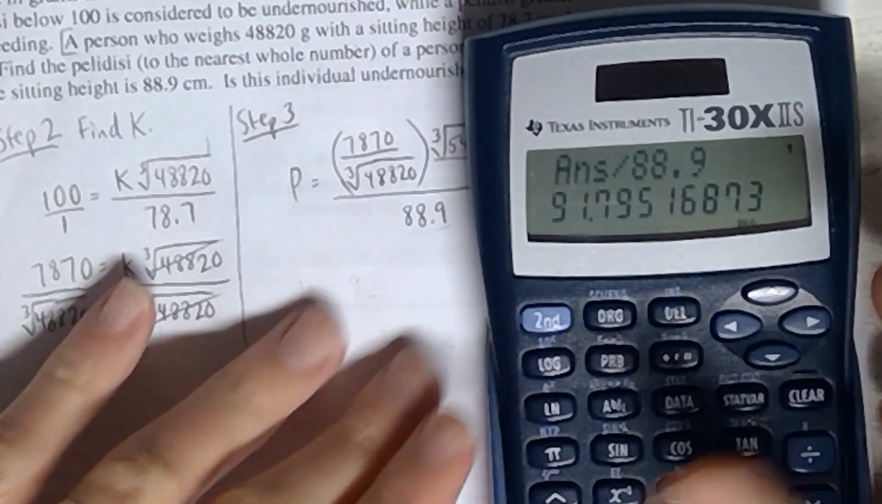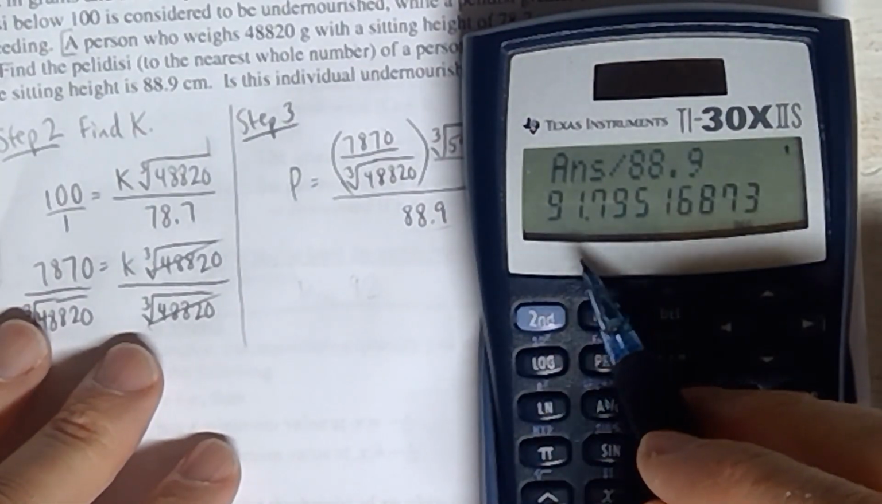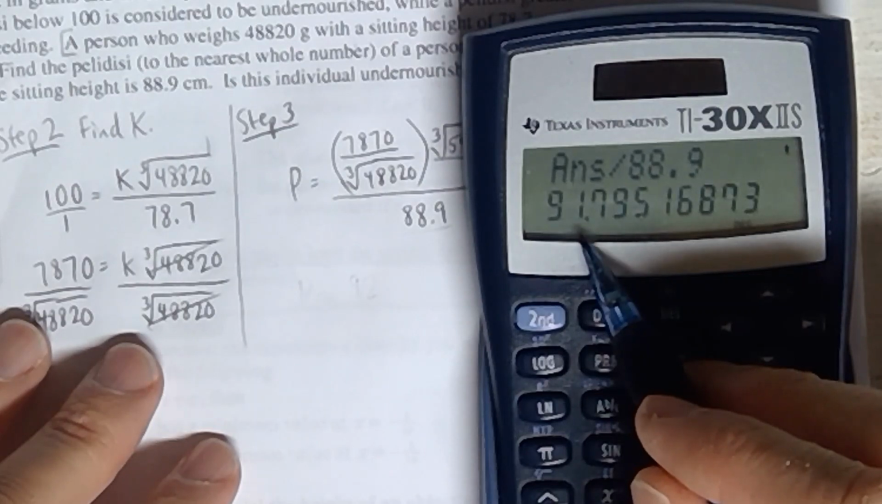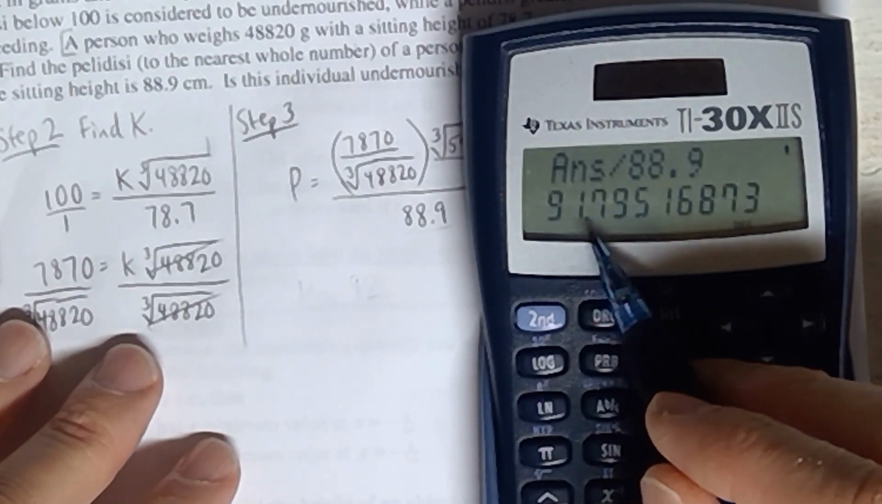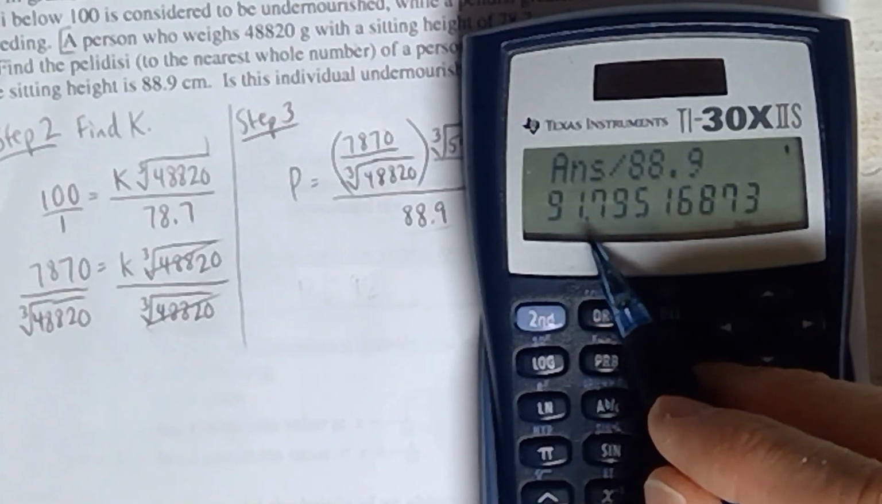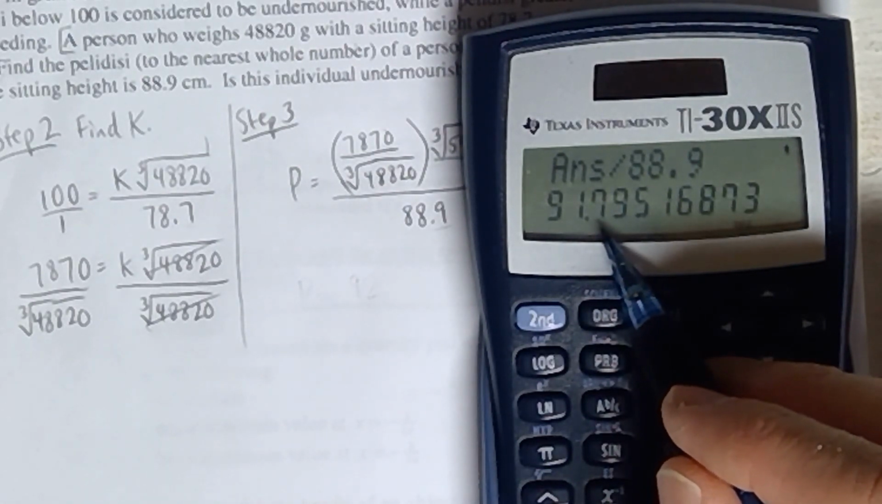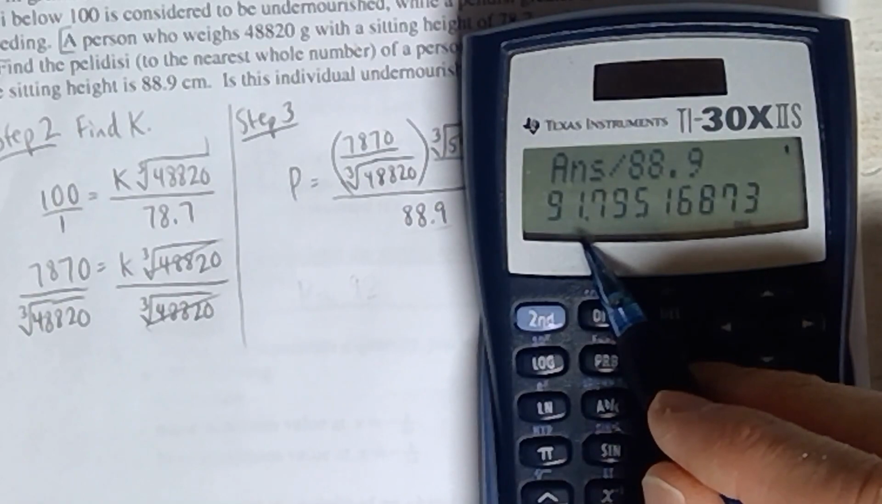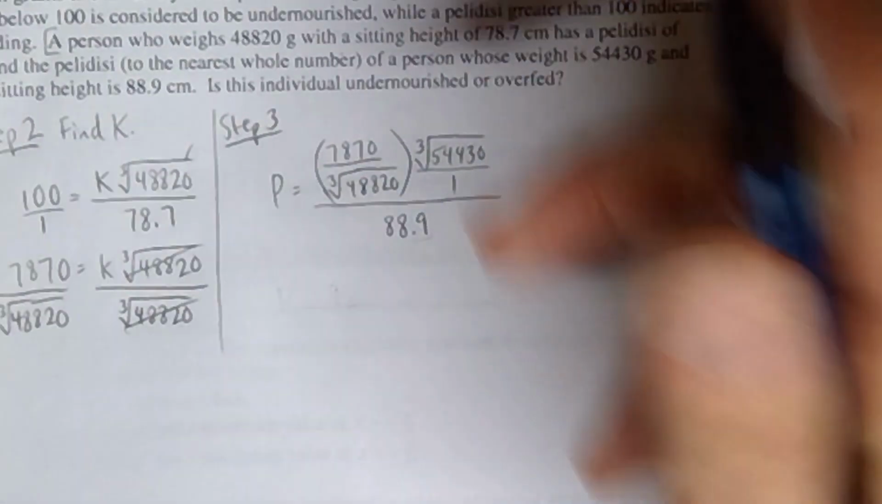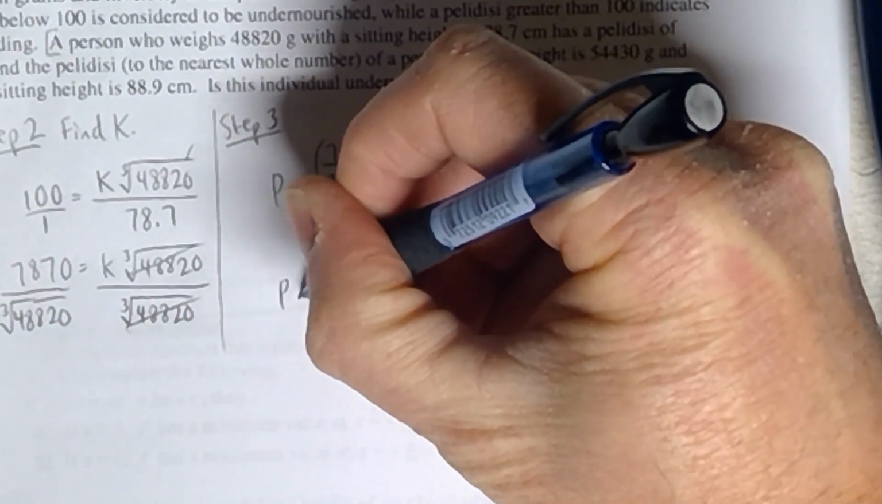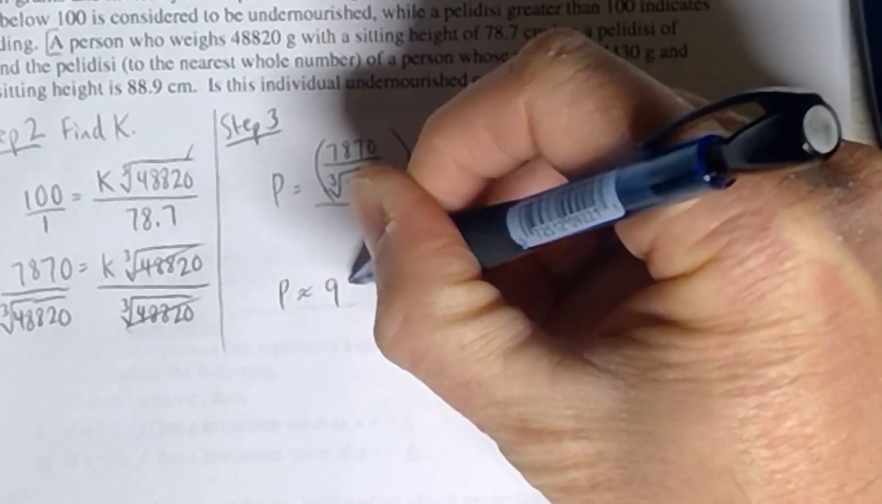Remember it said to round off to the nearest whole number. That means to round off to this place right here, the last place on the left before the decimal point. That's the nearest whole number. So since the 7 is bigger than 5, we're going to round up to 92. 92 is my final answer rounded off to the nearest whole number.